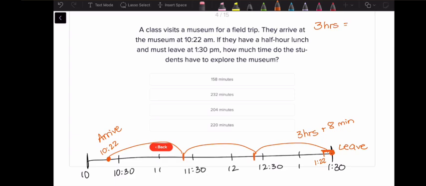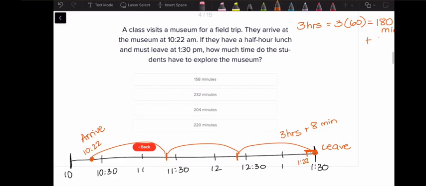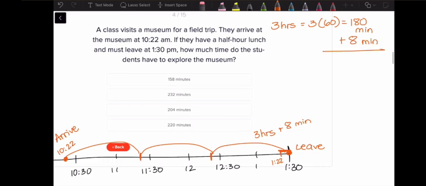So we have 3 hours, which is equal to 3 times 60 because there are 60 minutes in each hour, which is going to give me 180 minutes. And I'm going to add the extra 8 minutes. So we have a total of 188 minutes from the moment we arrive at the museum until we have to leave.